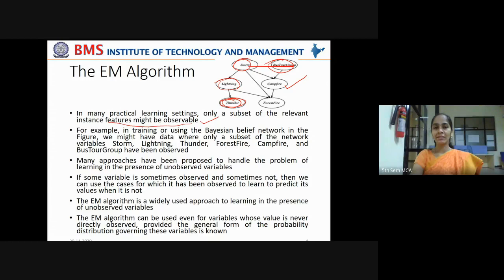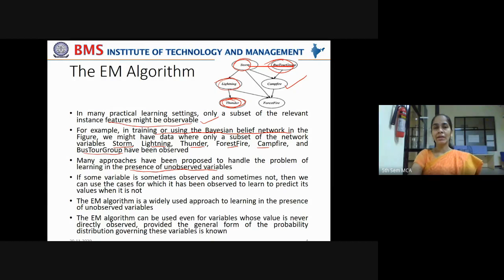In many practical learning settings, only a subset of the relevant instance features might be observable and some other variables might not be observable directly. For example, in training or using the Bayesian belief network in the figure that we have taken, we might have data where only a subset of the network variables storm, lightning, thunder, forest fire, campfire, and Bus tour group have been observed. Now, many approaches have been proposed to handle the problem of learning in the presence of unobserved variables. So there are many approaches like the expectation maximization algorithm, Bayesian belief networks.